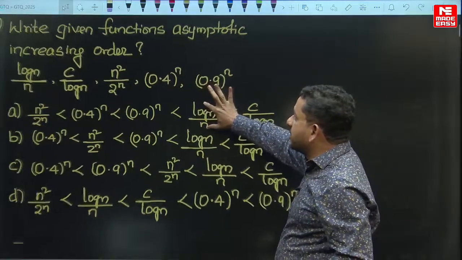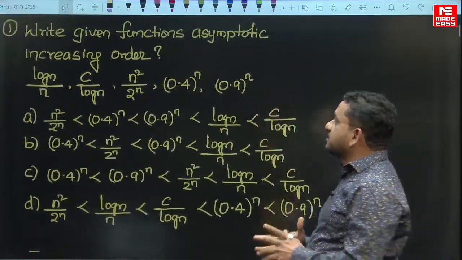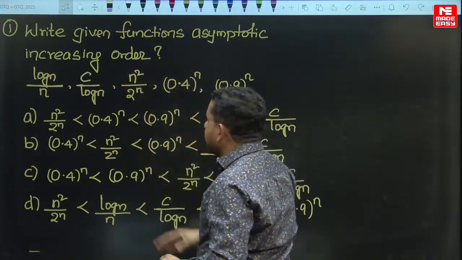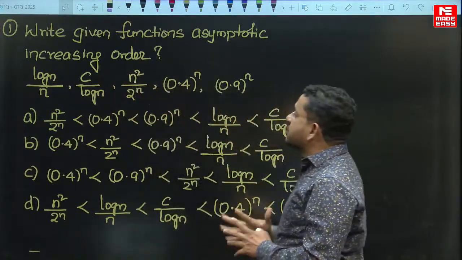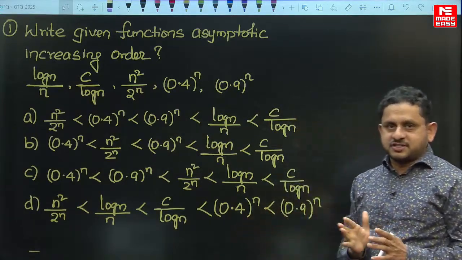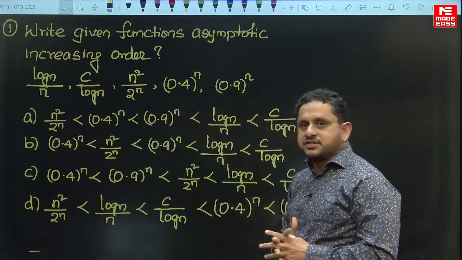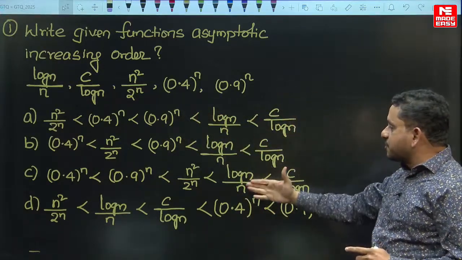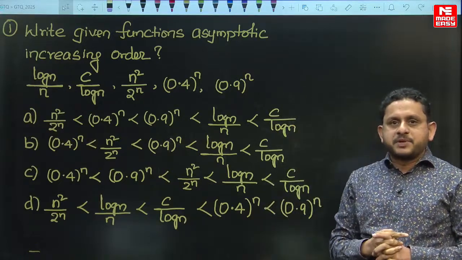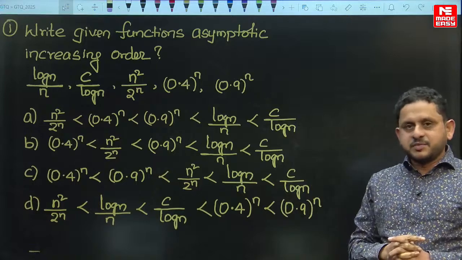Let's see the first question, in the topic of asymptotic notations. Write the given functions in asymptotic increasing order. So 1, 2, 3, 4, 5 functions are given. All 5 functions are decreasing functions. Write these decreasing functions in asymptotic increasing order. Please be ready with the pen and paper and do this question like an examination.